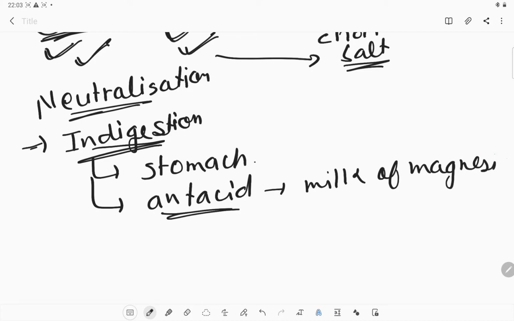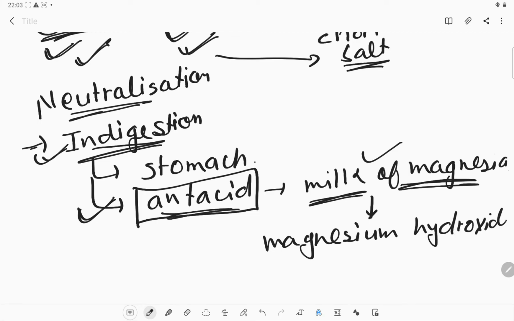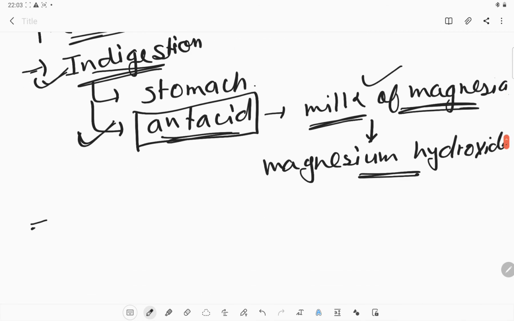And this is very important, guys. There was a time when a TGT natural science exam asked which kind of antacid we can take when we are having acidity or indigestion. What is the substance which we take? It is milk of magnesia. Why do we require milk of magnesia? Because it contains magnesium hydroxide, which is a base. Whenever a base combines with an acid, it will neutralize the solution and we will get rid of that acidity feeling.